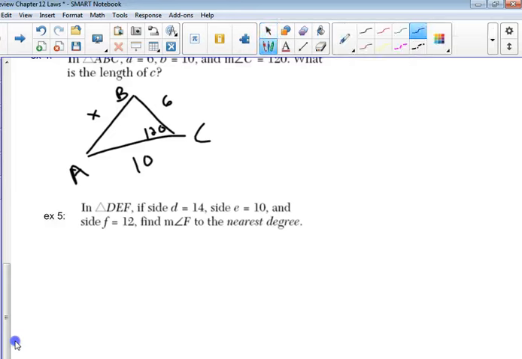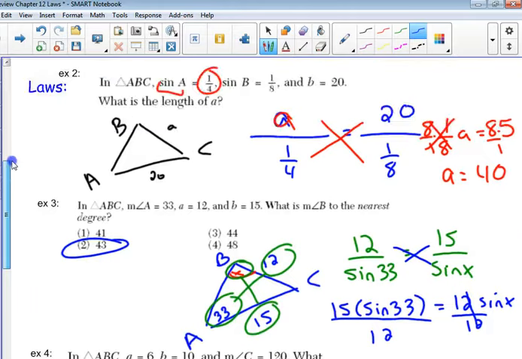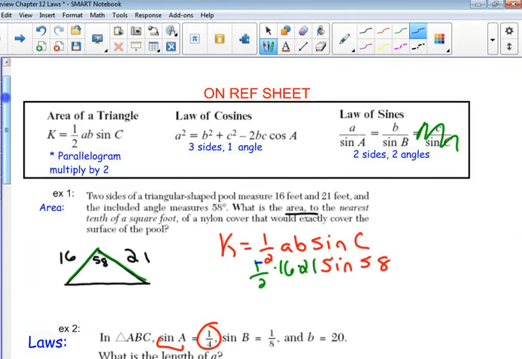Anybody know what law you should be using? Cosine, because you have 1, 2, 3 sides and only one angle. That's kind of your clue. Now remember, when you do your law of cosines, you have to be very careful with how you sub things in. You get the formula way up at the top, but remember, the A isn't just A in here. You have to be careful where they fall in the triangle.